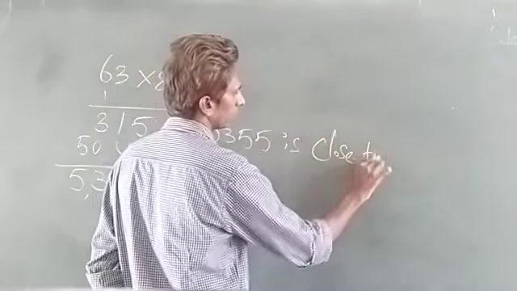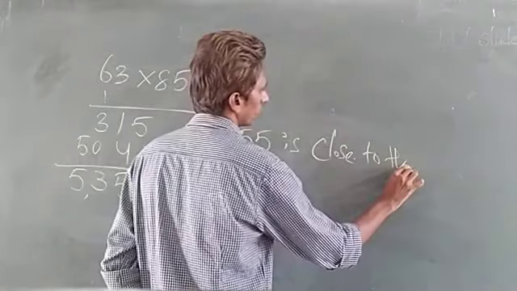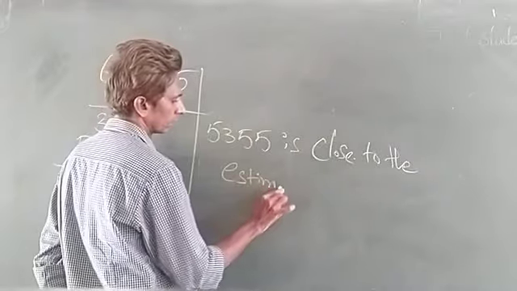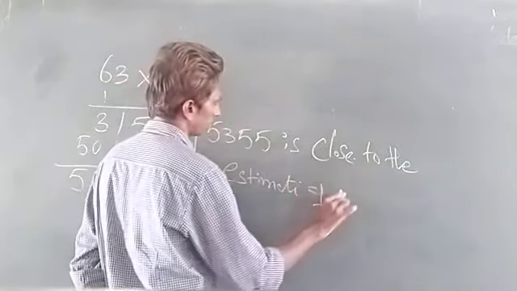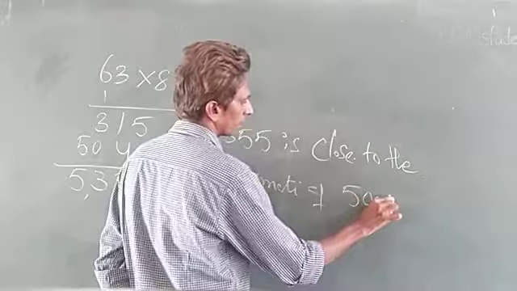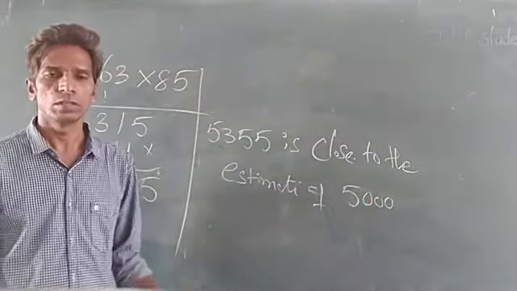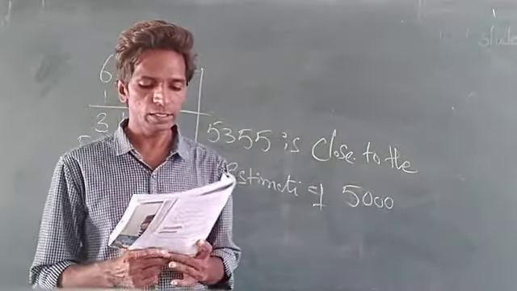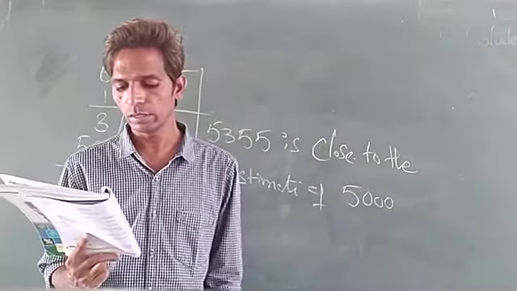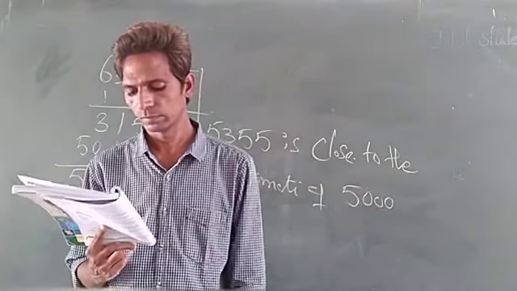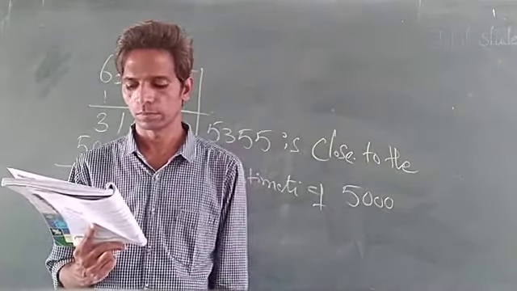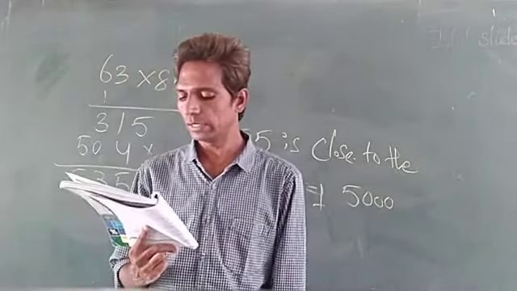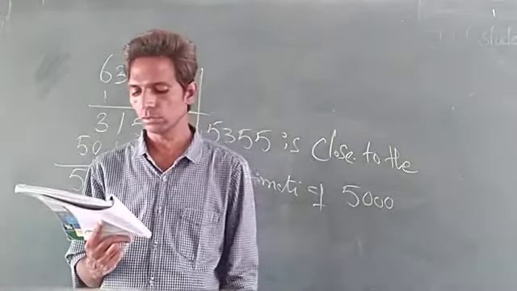5355 is close to the estimate of 5000. Like that we want to do. See the division. They gave one example, 976 divided by 18. By doing the division, what is the value? 54, and the remainder is 4. So 54 is nearest to 50 only, no? So like that you want to do.